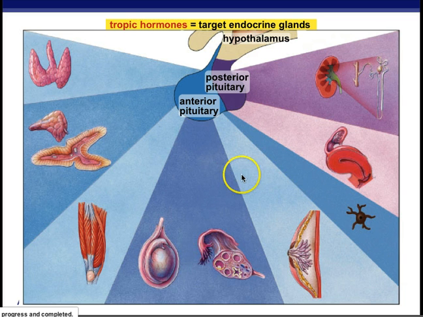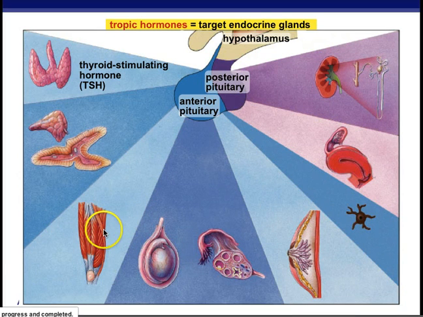All right, so this is the chart we're going to simplify, and then we'll end this part of the video, and then we have one more part after this. As you can see by looking at these pictures, these glands all look different than the organs of the other parts of the body. Tropic hormones mean target glands.